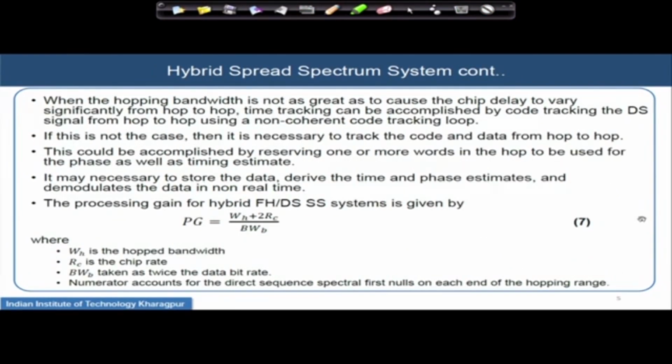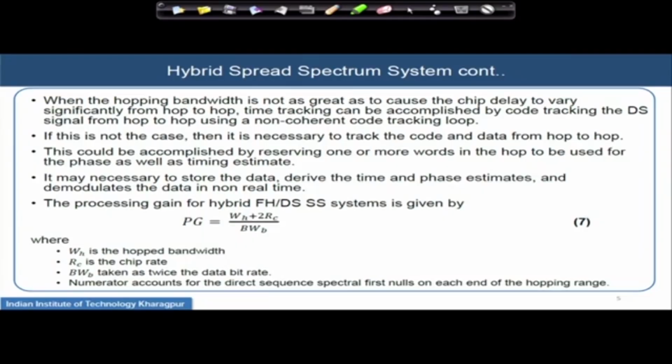As we have already discussed, for the direct sequence spread spectrum system, timing is very important information that needs to be retrieved in the receiver, without which successful data detection won't be feasible. So, we are very keenly interested in understanding how timing estimation and timing synchronization become critical for this hybrid spread spectrum system.